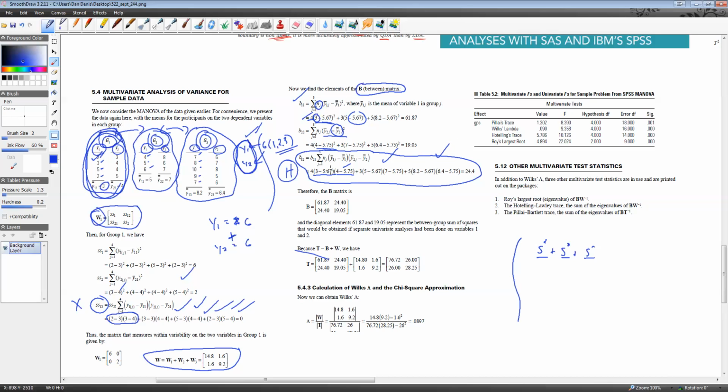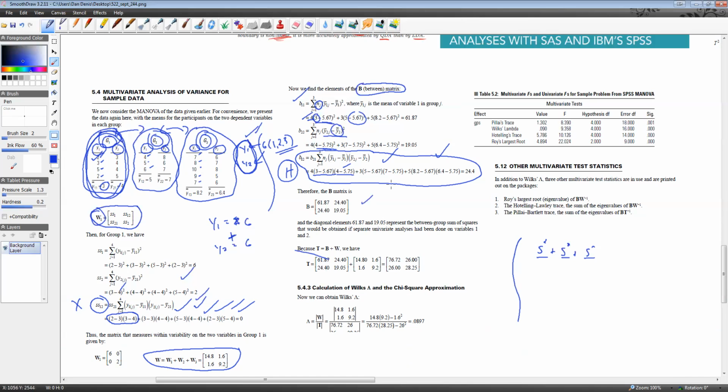So 3 minus 5.67 crossing by 4 minus 5.75, plus accordingly for the others. And this is measuring that idea of between, of the between separation. Whereas this one is only the within.